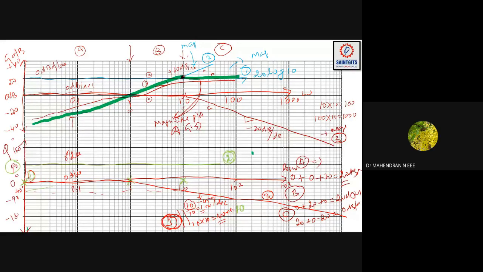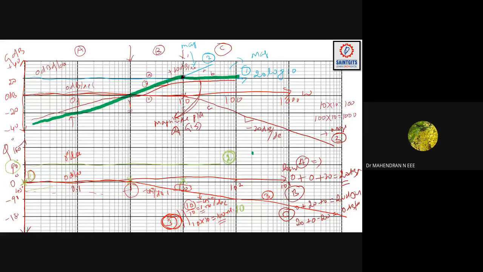So what will happen? It will cross 10 at an angle of minus 45 degree, and it will cross 100 at an angle of minus 90 degree. So from one frequency to another frequency, from 1 to 10, what will be the slope? It is minus 45 degree per decade. Okay, so try to understand this.